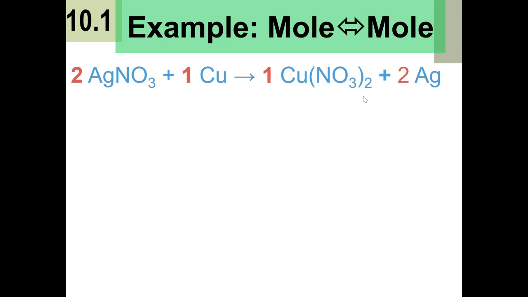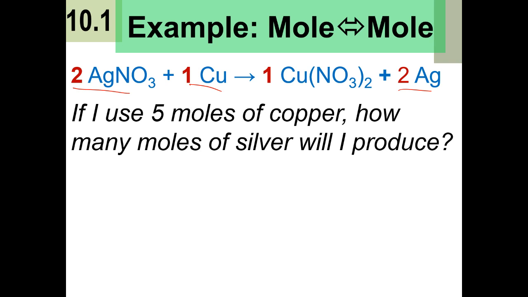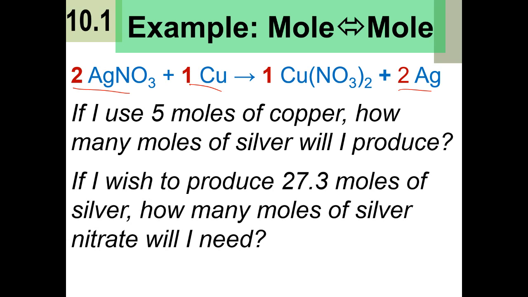Here's a real world example. This is a process to use silver nitrate and copper metal to produce pure refined silver. So a question might be, if I use 5 moles of copper, how many moles of silver will I produce from this reaction? Or if I wish to produce 27.3 moles of silver, maybe a client of mine has ordered it, how many moles of silver nitrate am I going to need to begin with?